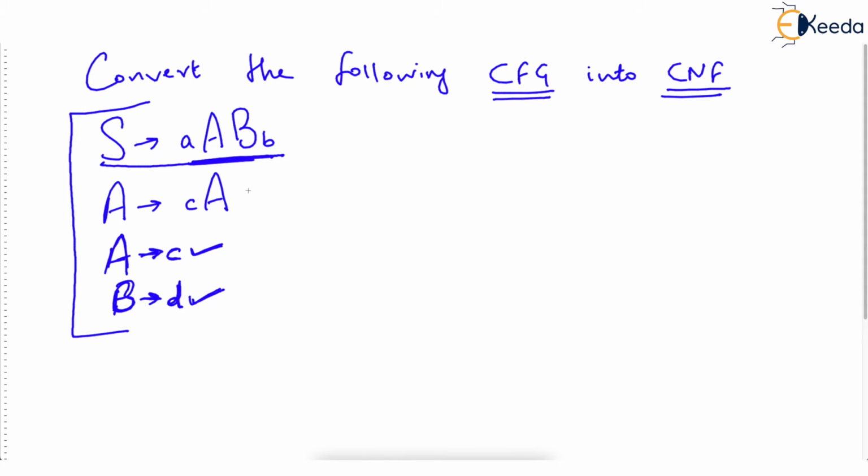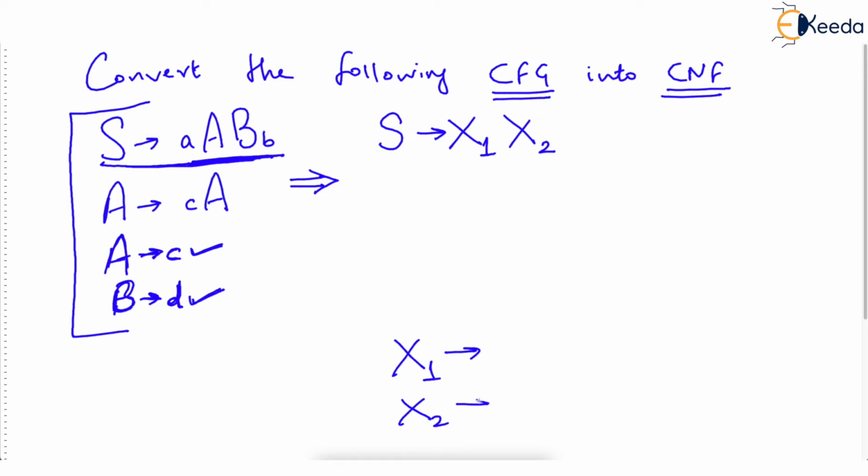So how do you convert this CFG into CNF? It's very easy. You just keep introducing new non-terminals. As I go on writing, you will know what I mean. Look, I am revising this production as S derives x1 x2, where x1 and x2 are the two new non-terminals I have introduced. But as x1 is a non-terminal, I should have some derivation for x1 and for x2. Correct?